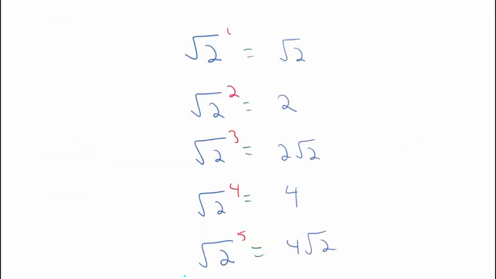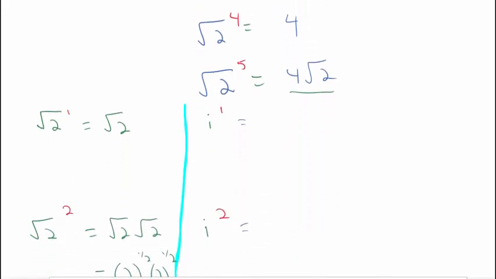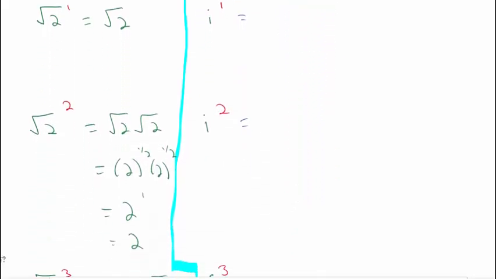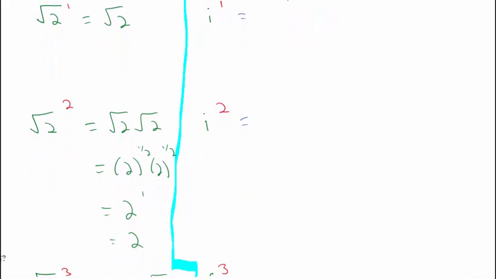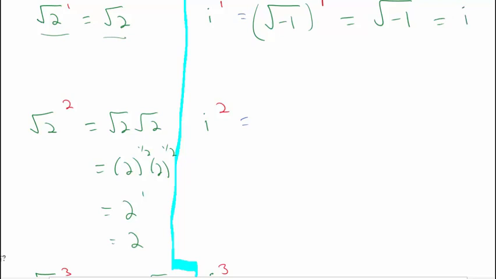Okay, I just moved it all to fit into the screen. I want to do this so I can parallel what it's like to take i and raise it to these different powers. Square root of 2 to the first power equals square root of 2. So when we do i to the first power, remember i equals the square root of -1, raised to the first power. That's just the square root of -1. And so i to the first power is just i.